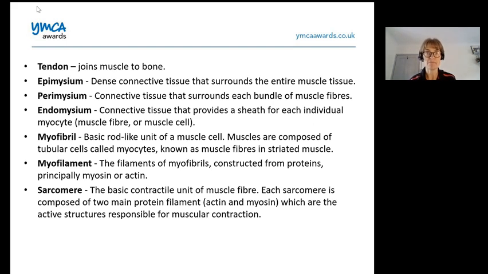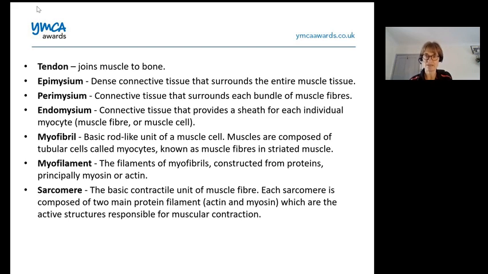Tendon joining muscle to bone, the epimysium, which is the tough connective tissue surrounding the entire muscle, the perimysium surrounding the bundle of muscle fibers, the endomysium providing the sheath for the myocyte, which is another word for our muscle cell or muscle fiber, the myofibrils being the rod-like units of each individual muscle cell, and you've also got the myofilaments, which is what the myofibrils are made up of, and these are the proteins.